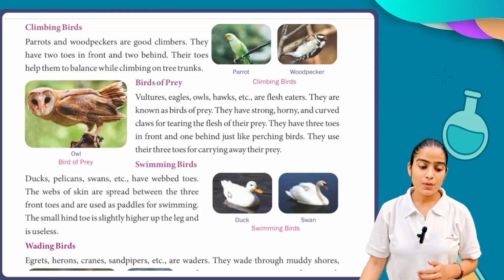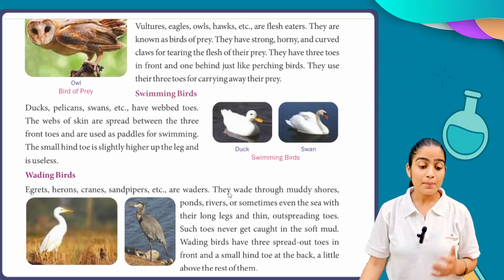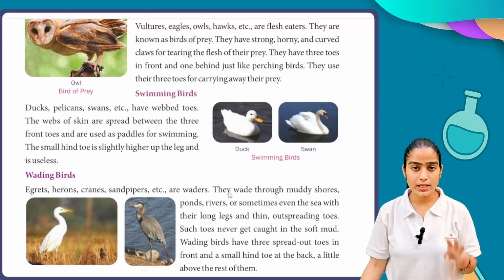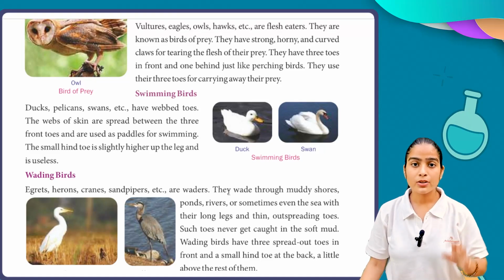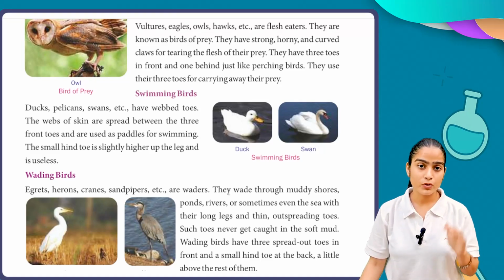Next we have swimming birds. Ducks, pelicans, swans, etc. have webbed toes. The web of skin is spread between the 3 front toes and is used as a paddle for swimming. The small hind toe is slightly higher up the leg and is useless. So they also have 4 toes in number, and only 3 they use like the pedals of a cycle for swimming, and the 4th one is useless for them.